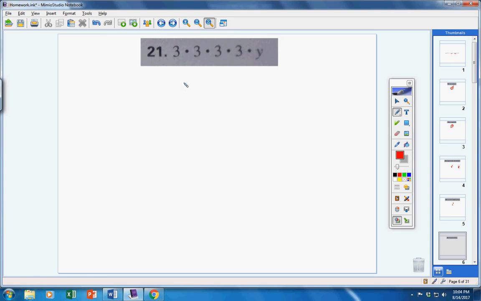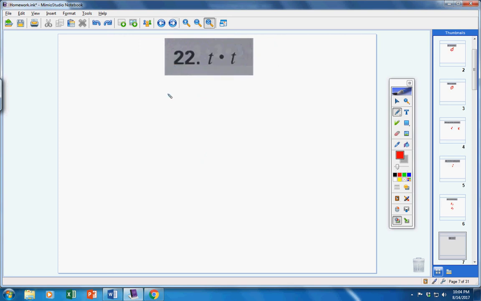Now here's where it gets a little more difficult. I have 3 times 3 times 3 times 3, so I have 3 to the 4th power times y. Or, if you wanted to eliminate this dot and simply put 3 to the 4th power y, that's totally fine, because when a number is next to a variable, it means multiply. So either one of these two answers would be acceptable: 3 to the 4th power times y.